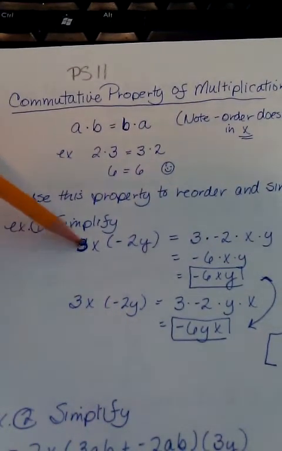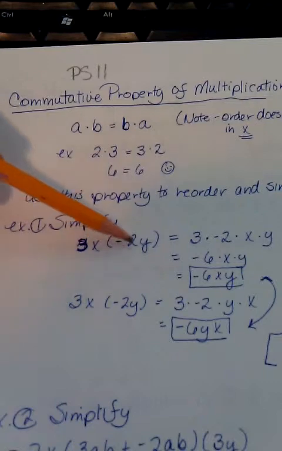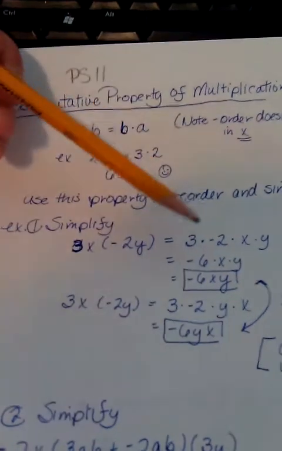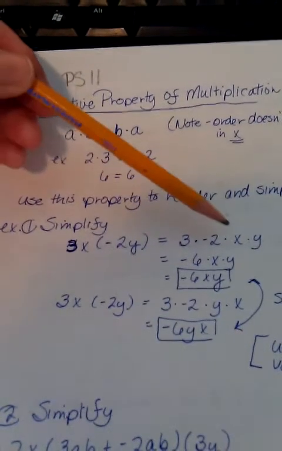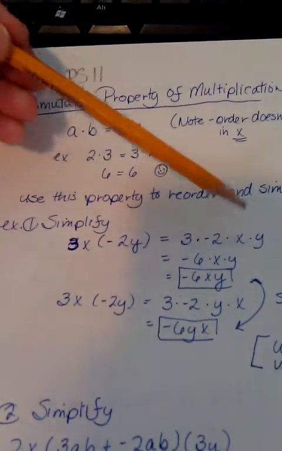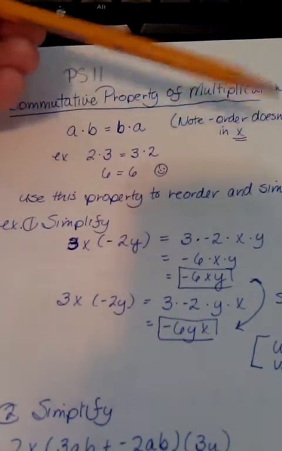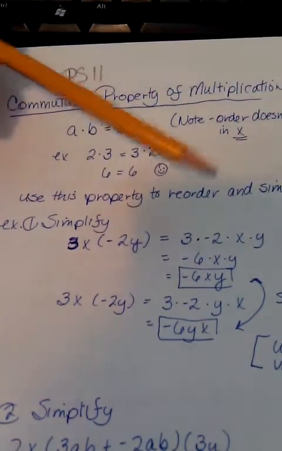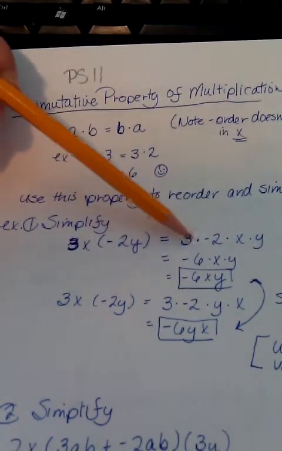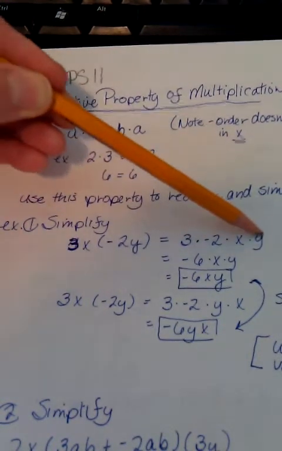If I have 3x times negative 2 times y, I can reorder these and put all the numbers together in front and all the variables behind. And usually when I put the variables behind, I write them alphabetically. So I would start with what's closest to A and go on down through Z. So if I reorder these, I have 3 times negative 2 times x times y.